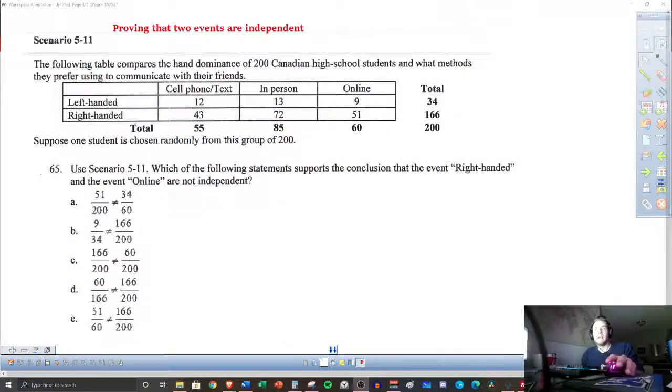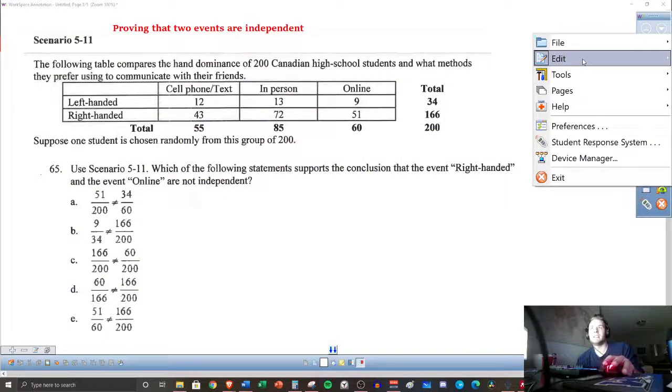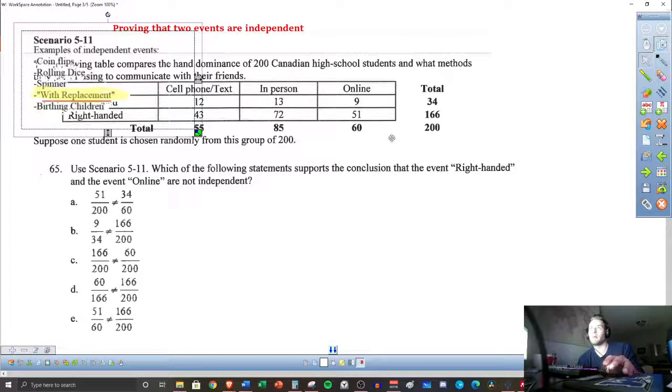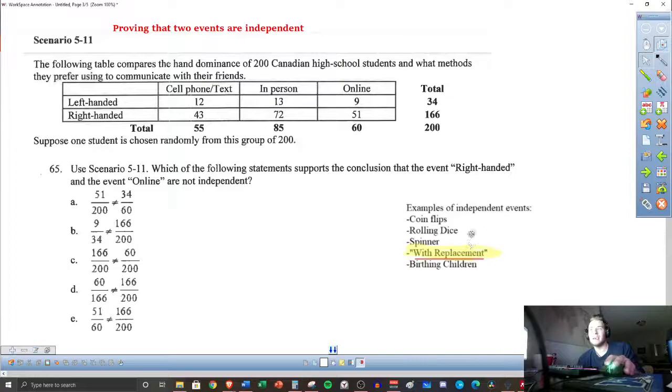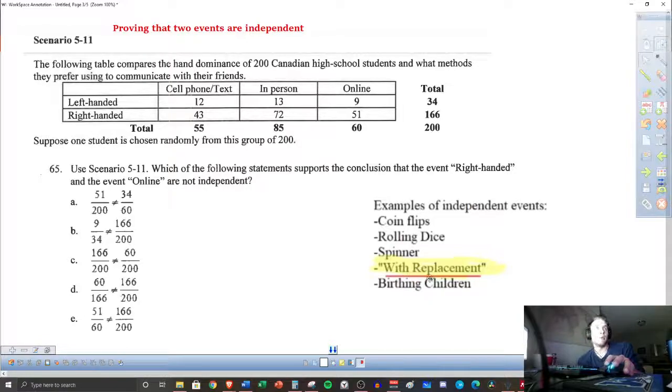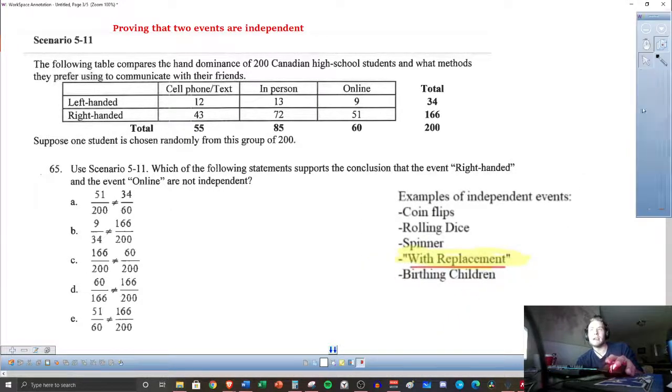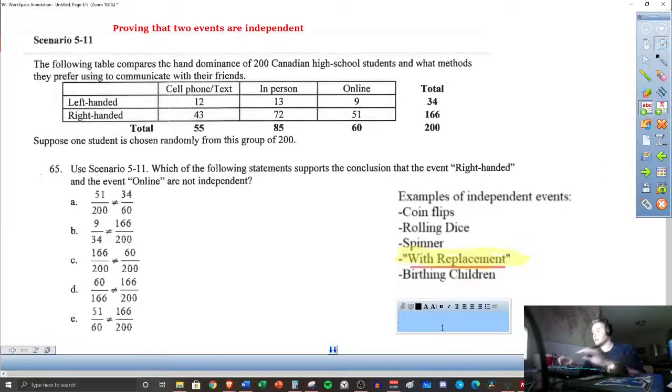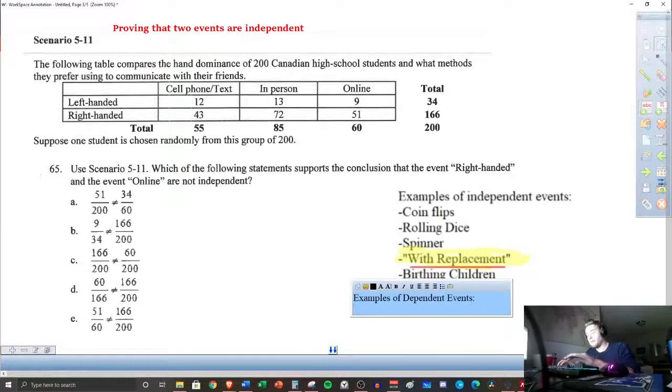All right, so last lesson, and I now realize this is kind of a weird way to put this, we had these examples of independent events. The biggest thing was this idea of with replacement, but we had coin flips, rolling dice, spinners. There's all kinds of examples for independent events, and then we'd forgotten to write what makes a dependent event. So examples of dependent events. The main thing we're looking at here is the idea of without replacement.